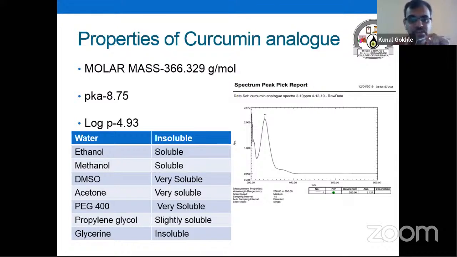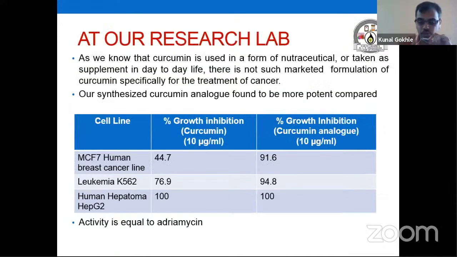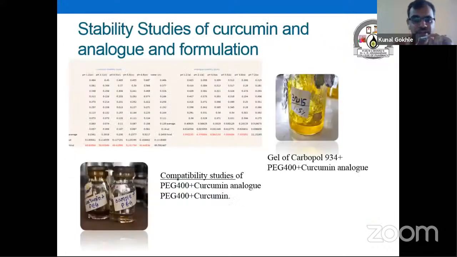And this triggered us. The good results against cancer and these particular physical aspects, especially the log P value, triggered us to take this further for developing it into a suitable delivery system by using the polymer. So we have carried out the stability studies. We have carried out stability studies of curcumin and stability studies of our curcumin analog.